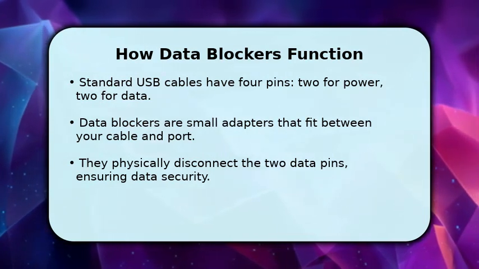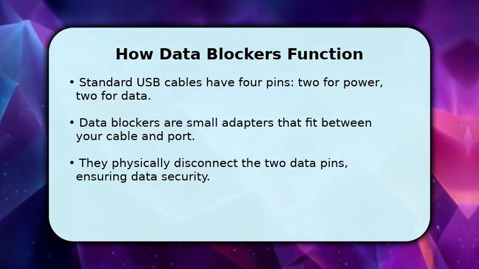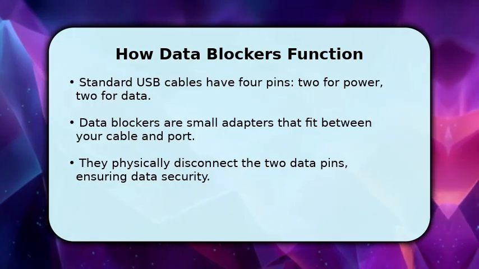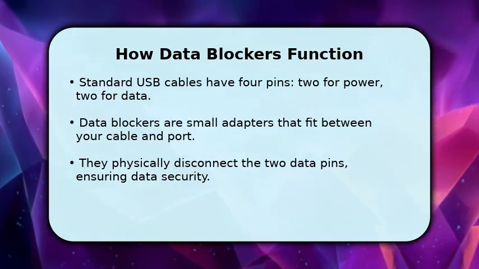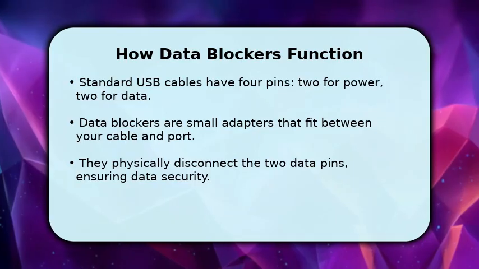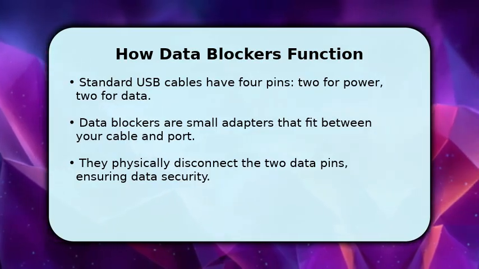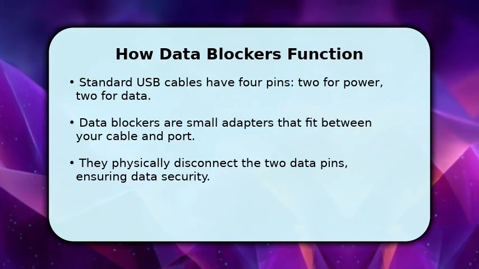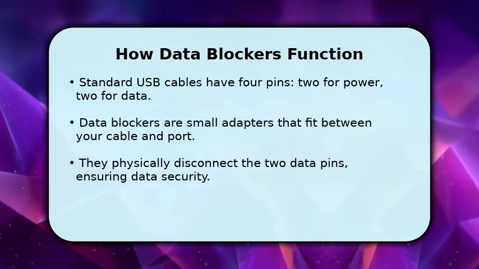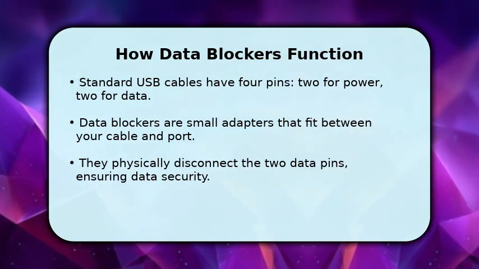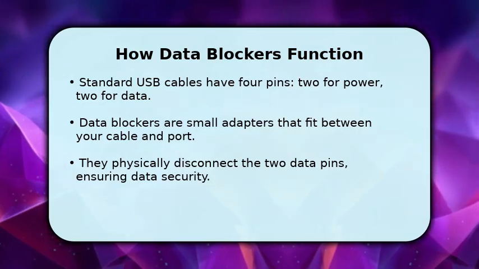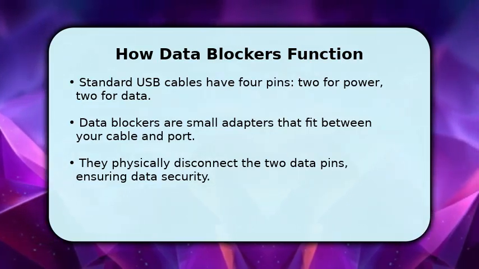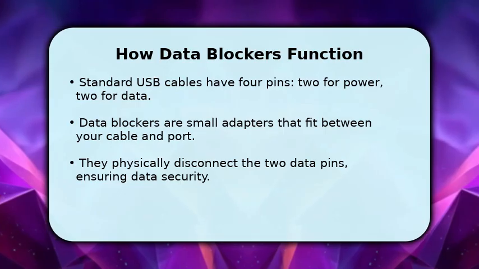Understanding how a data blocker works is quite straightforward. A typical USB cable contains 4 pins, 2 dedicated for power delivery and 2 for data transmission. A data blocker acts as an intermediary adapter. When inserted, it physically severs the connection to those 2 data pins, effectively creating a charge-only cable. This simple yet effective mechanism prevents any data from being exchanged, offering robust protection.